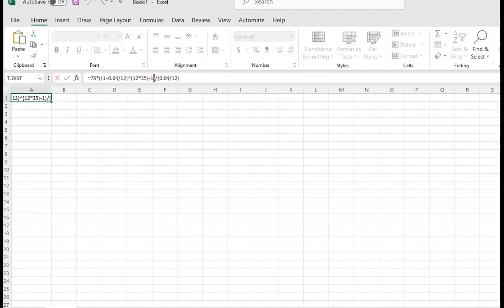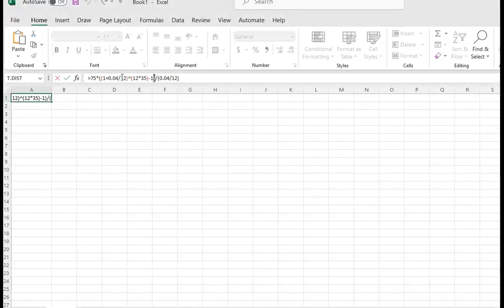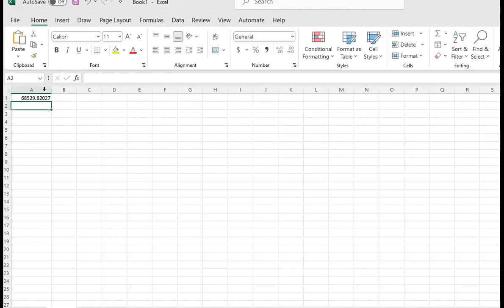I can open the formula back up. Let me go back to my formula sheet here. It had 1 plus r, the periodic rate, and y minus 1, and that's what we do have here. 1 plus the periodic rate, power of ny minus 1, and then divide by the periodic rate again. So this is our answer, 68,529.82.